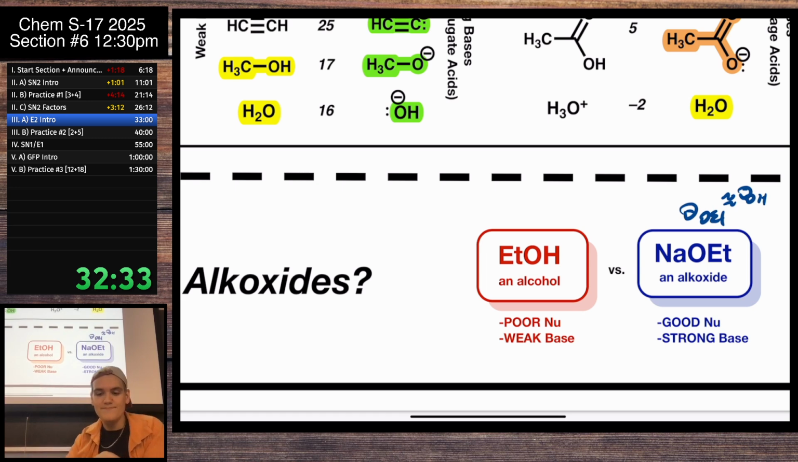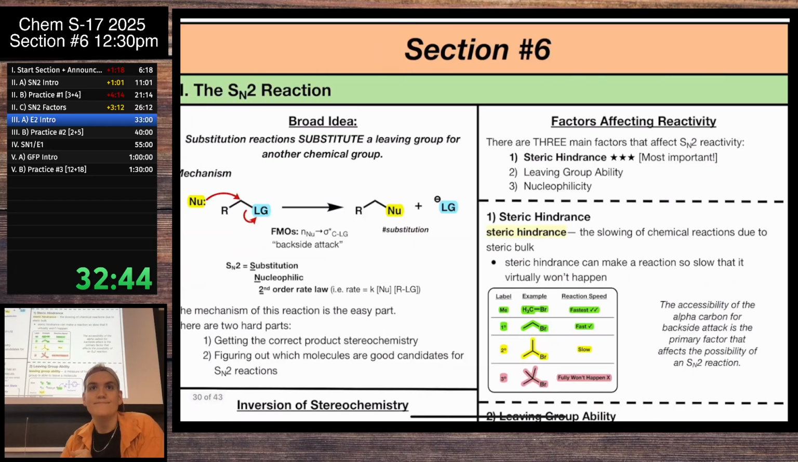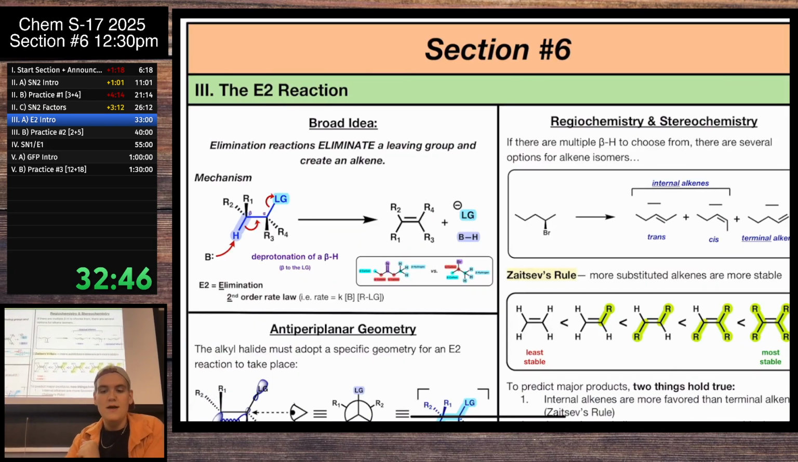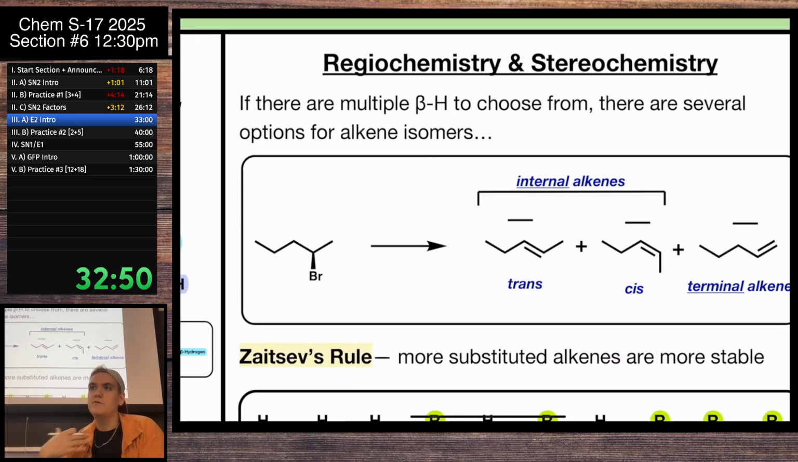Did we go over figuring out which molecules are good candidates for SN2 reactions? Yeah, sterics. Okay, sterics. That's the big thing. So continuing on with the E2 stuff, we have this question of stereochemistry, regiochemistry.